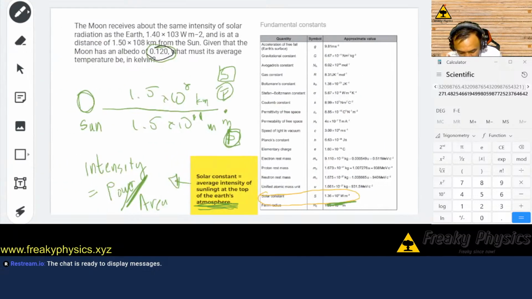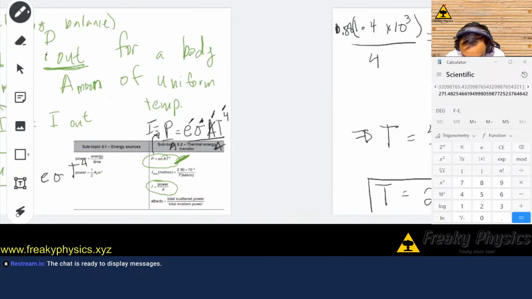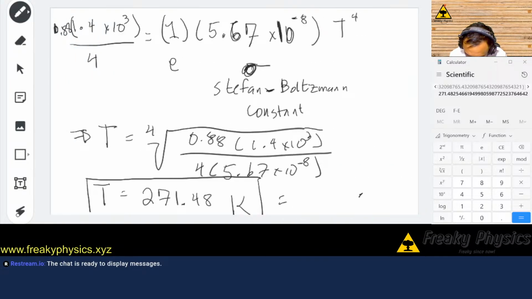Now let's go back to the problem. It doesn't actually say it, but the question is: what's the average temperature of the moon? It's this, which if we convert to degrees Celsius, we subtract 273. So minus 273, that's going to be negative 1.5 degrees Celsius.